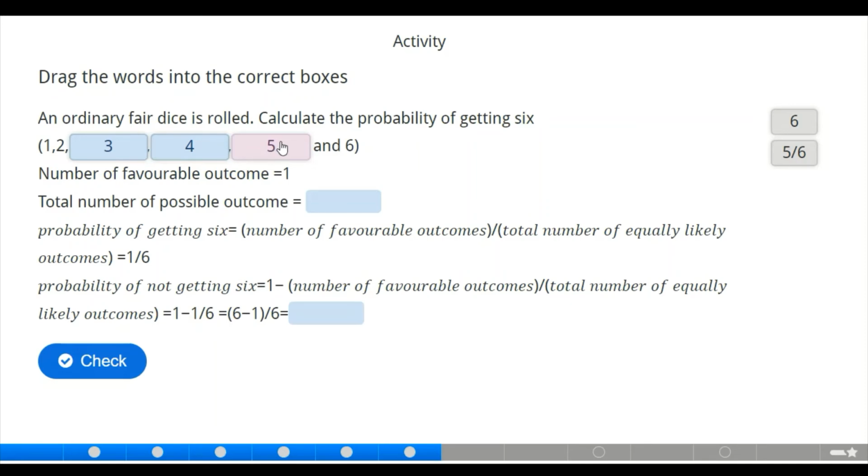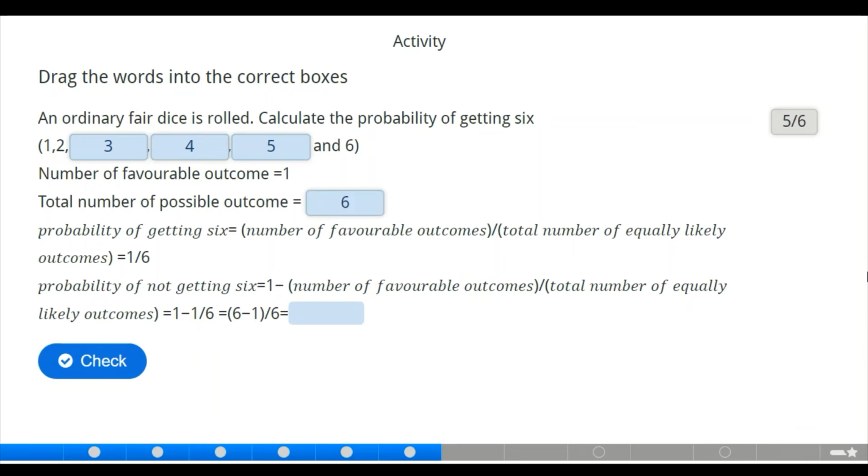Okay, so we are told now that the probability of getting 6 is just 1. So the total number of that outcome is going to be what? It's going to be 6, right? Now, if we want the probability of getting 6, it is going to be 1 over 6.